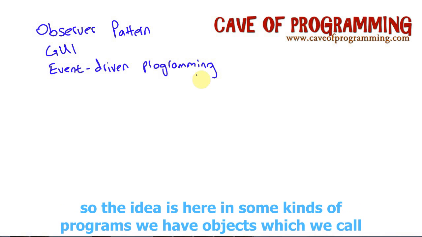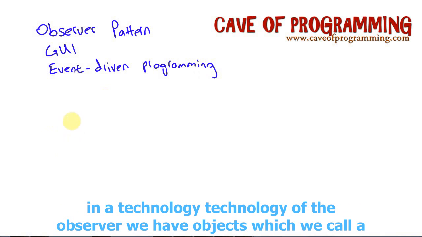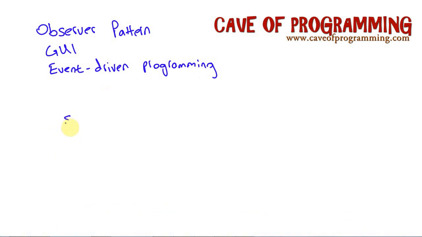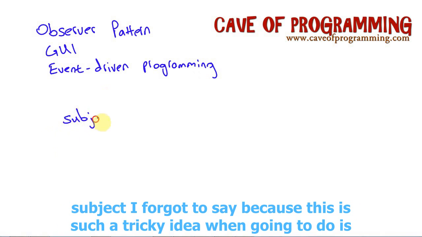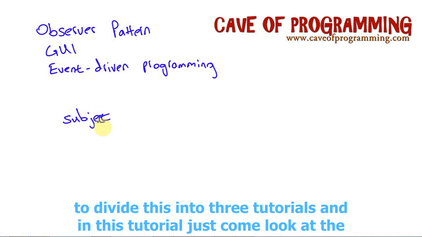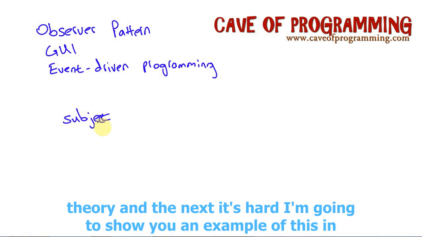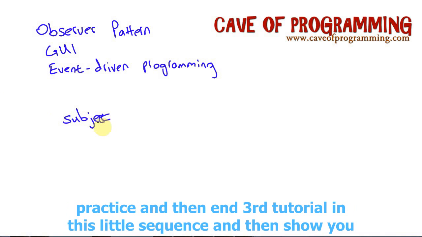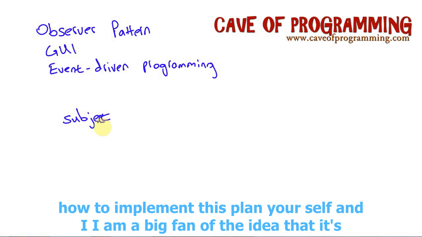So the idea is that in some kinds of programs we have objects which we call, in the terminology of the observer pattern, the subject. Actually, I forgot to say, because this is such a tricky idea, I'm going to divide this into 3 tutorials, and in this tutorial we're just going to look at the theory. In the next tutorial I'm going to show you an example of this in practice, and then in the 3rd tutorial in this little sequence I'm going to show you how to implement this pattern yourself.